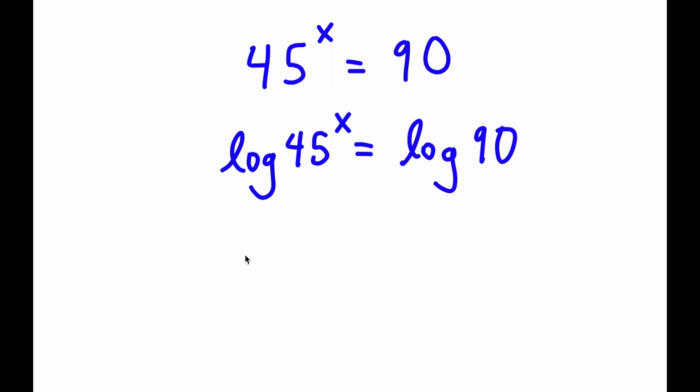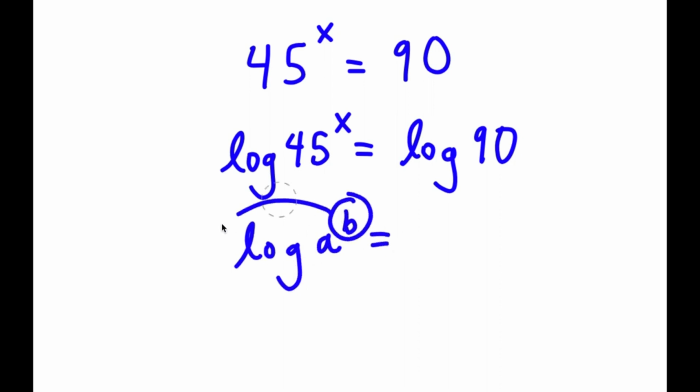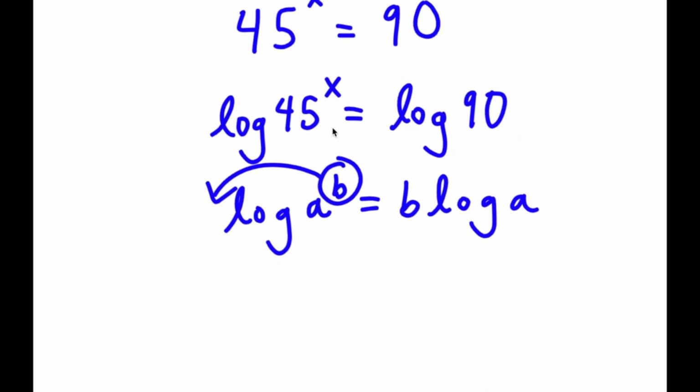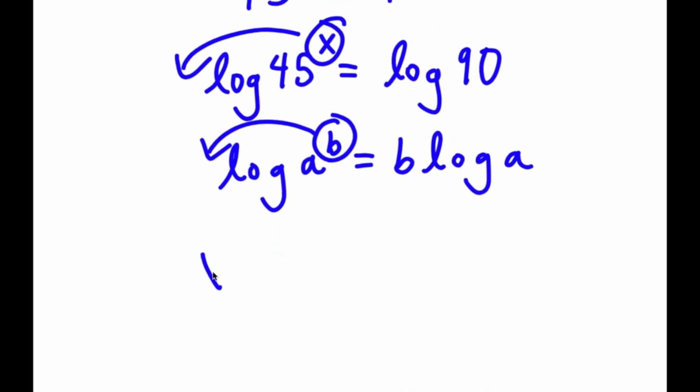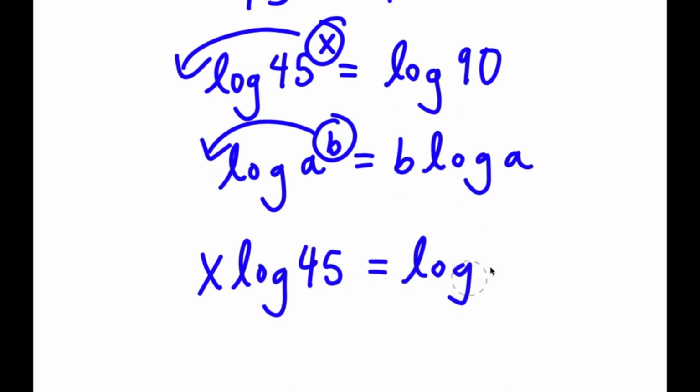Now, if I have something in the form log a to the power of b, I can actually move this exponent b to the front. So this is the same thing as b times log a. So in this case, I have log 45 to the power of x, and I can move x to the front. So now this is the same thing as x times log 45, which is equal to log 90.